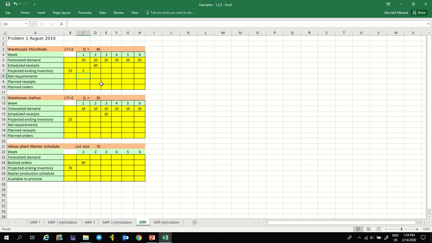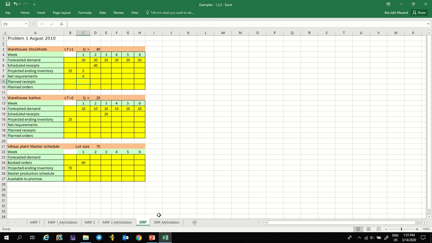And then for the net requirements, we will have the max between 0 and the difference between gross requirements and scheduled receipts minus inventory from the previous month. So this is the net requirement. And we can do the same for the next weeks, and it is just similar for the warehouse in Aarhus.